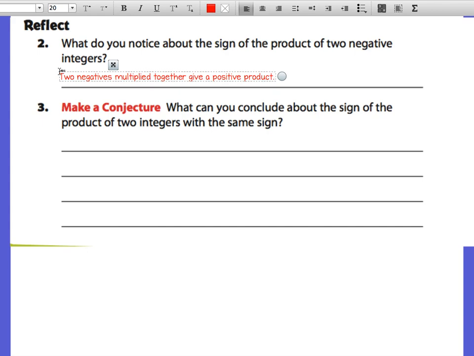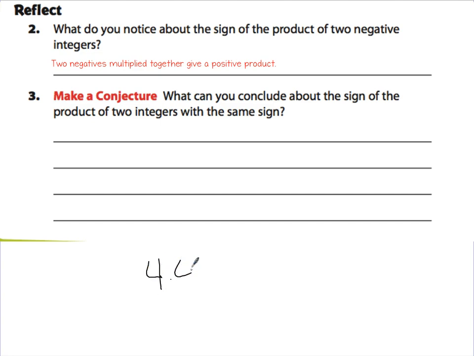Okay, what can you conclude about the sign of the product of 2 integers with the same sign? So now we have to go back to when we multiplied just with positives. Well, our answer was always positive. Okay, and think about it this way. If I have 4 times 4, we know that that gave us 16. Now, if I want to do negative 4 times negative 4, 4 times 4 gives me the 16. Because it's a negative 16. But now I want the opposite of that, which is a positive 16.